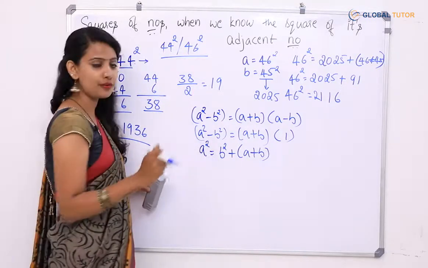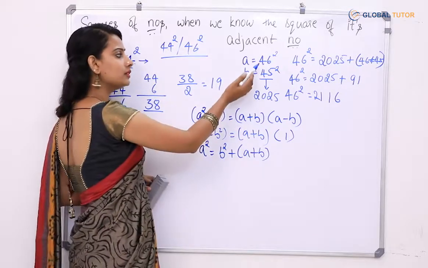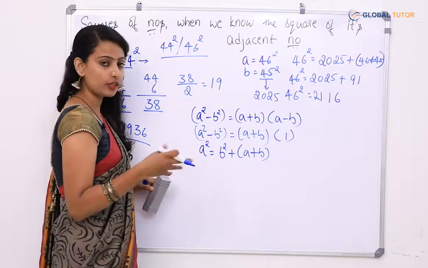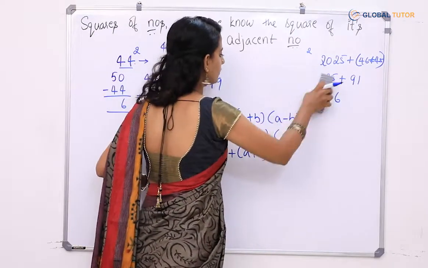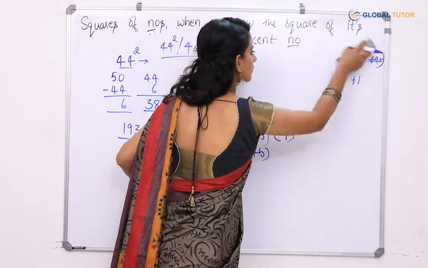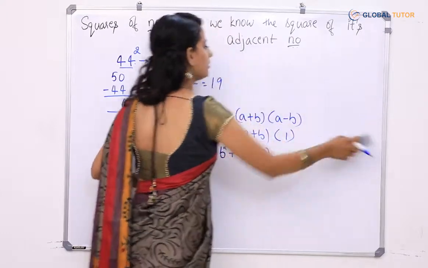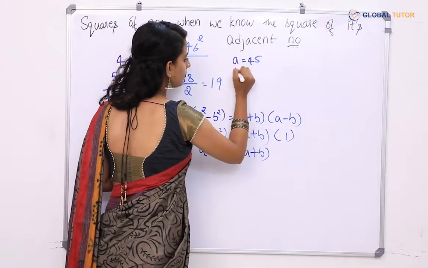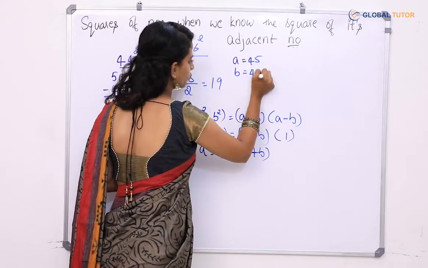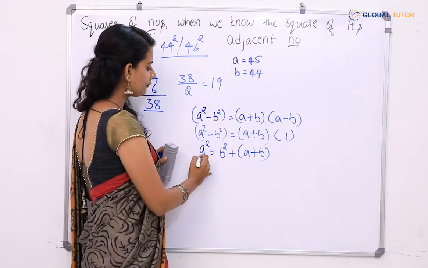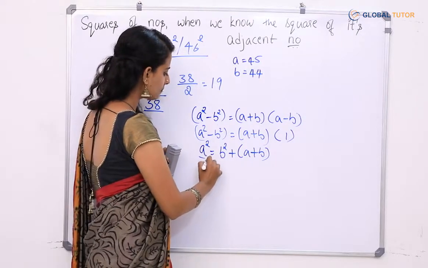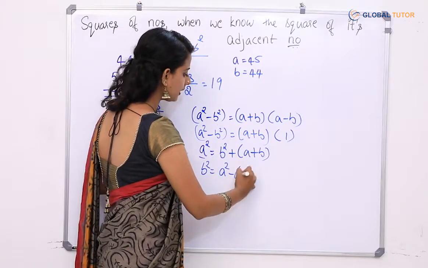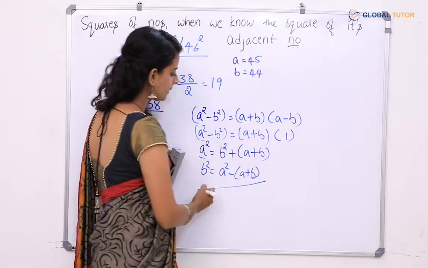Because we know the square of 45, it is easy to find the square of its adjacent numbers, which are 46 and 44. Now we found the square of 46. Let us now find the square of 44. Here let's consider A as 45 and B as 44. Here we know A square. What will be B square? It will be A square minus A plus B. So let us apply this.